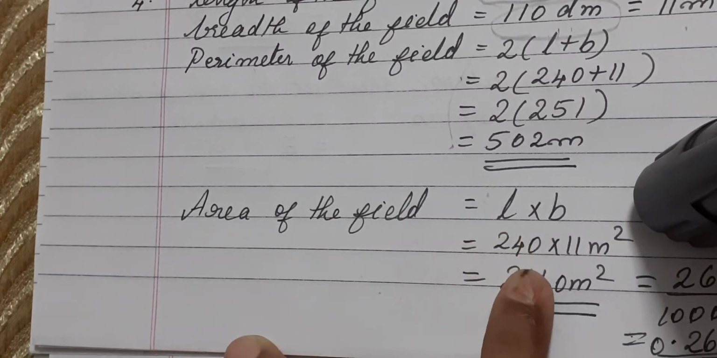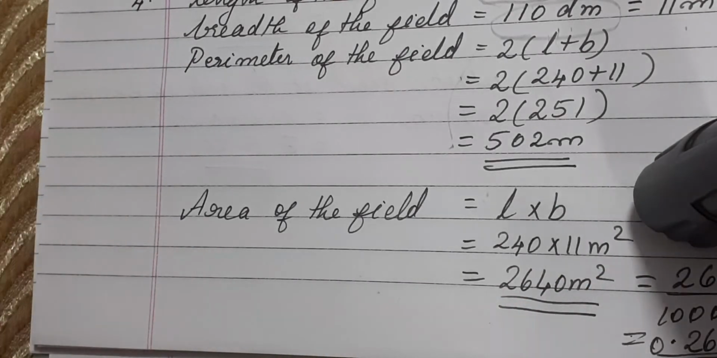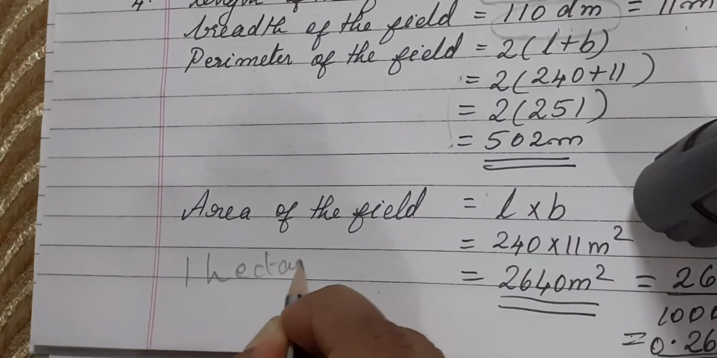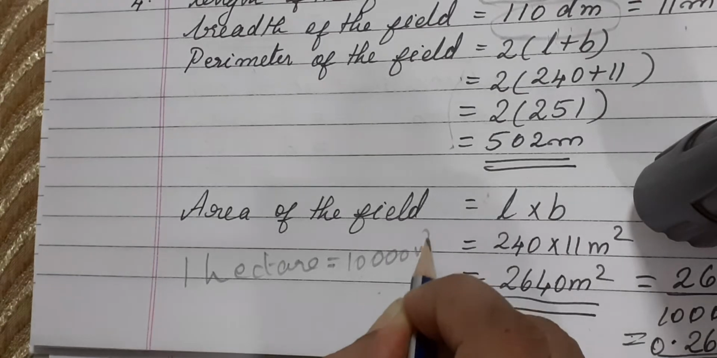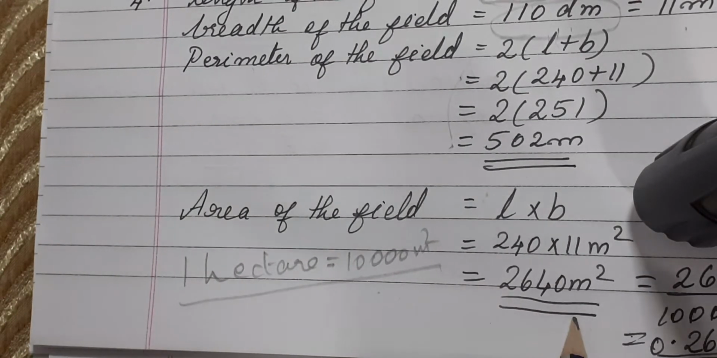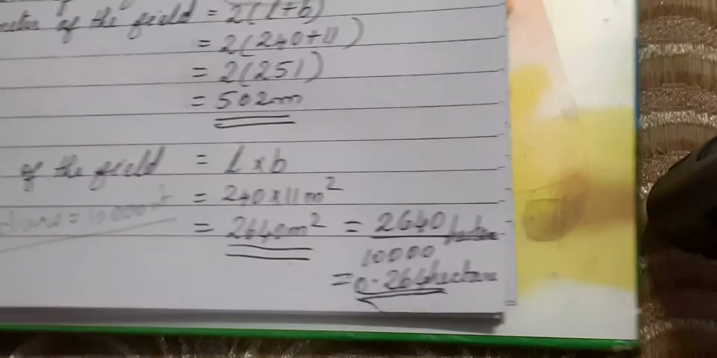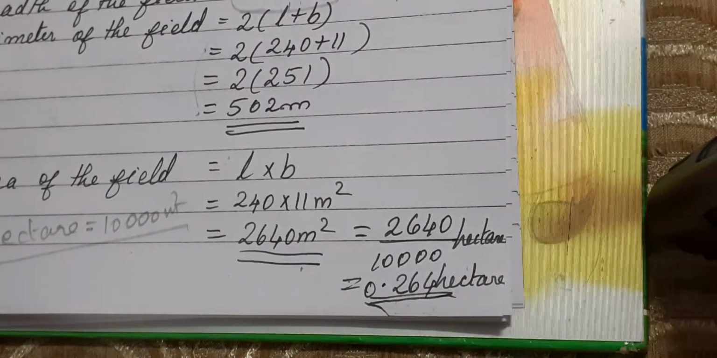Length into breadth. So length and breadth you know, substitute the values. 240 into 11 meter square, you will get 2640 meter square. But the answer we have to express in hectare, isn't it? So 1 hectare is equal to 10,000 meter square. Like that one result we learned. To convert this meter square into hectare, what we have to do? We have to divide by 10,000. So you will get 0.264 hectare.